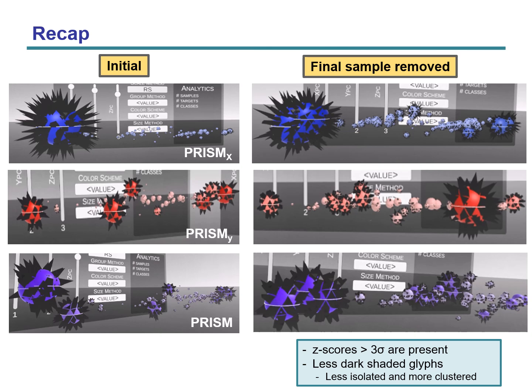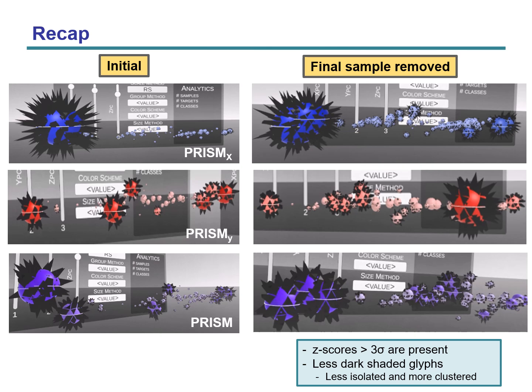So as a recap, on the left are the Prism X, Prism Y, and composite glyphs before any samples were removed. And on the right is after the final sample was removed, of the 7 samples that were removed. And you can see, well, you can't see that, but some of the Z-scores are bigger than 3 sigma, which you would normally think would be an outlier if you use 3 sigma as a threshold. But if you look in investigating it, we saw that they're not that much bigger than 3.